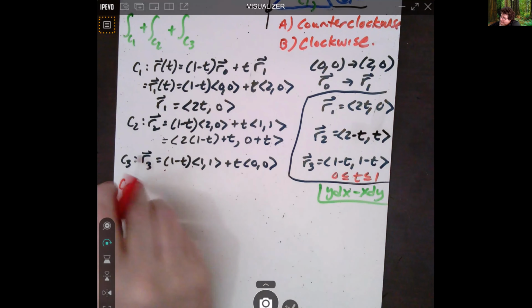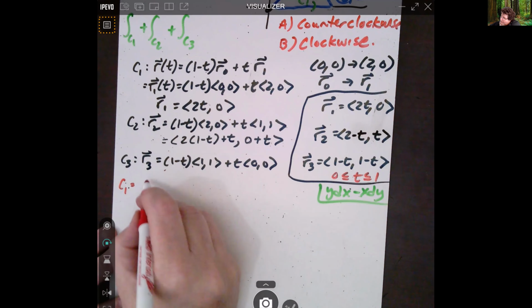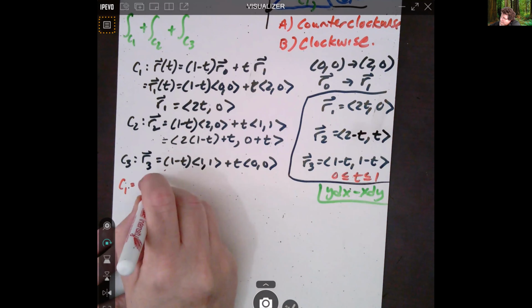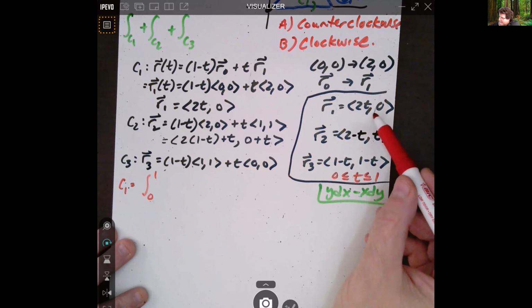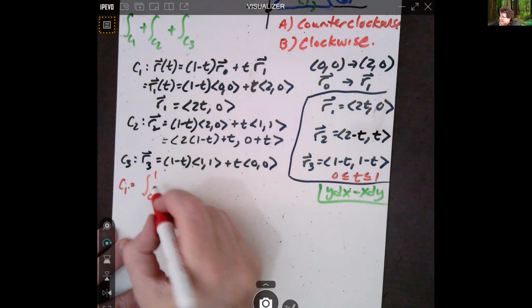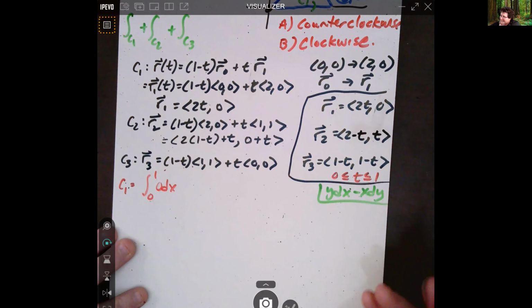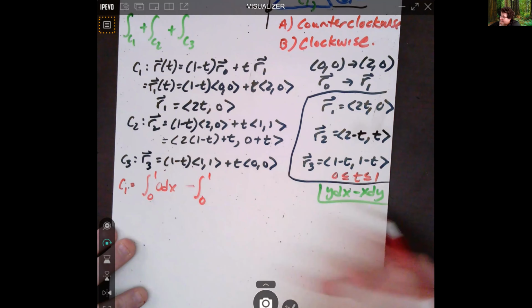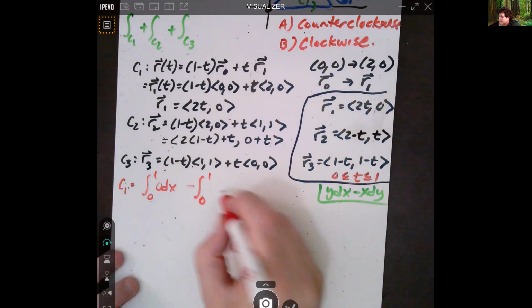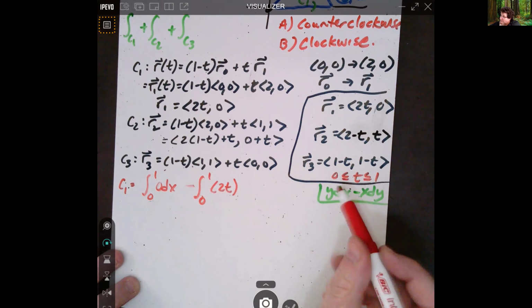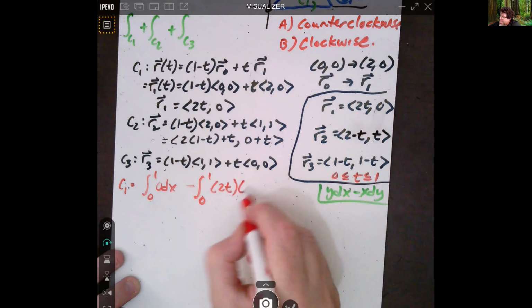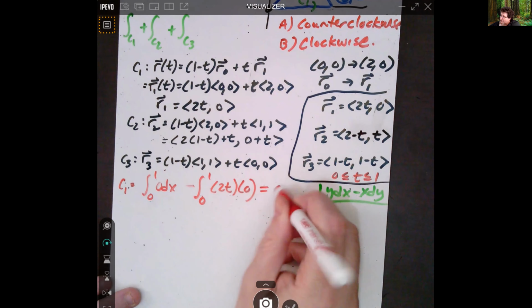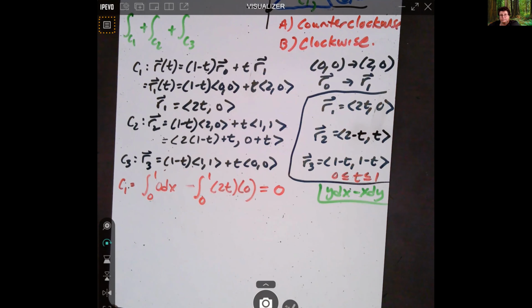So curve 1, we're going to do from 0 to 1. Y is 0, so we got 0 dx. That's good, just going away right away. Doesn't even matter what dx is. Minus the integral from 0 to 1 of x dy. 2t times, look at that, 0. So there's nothing along curve 1. Oh, gosh.